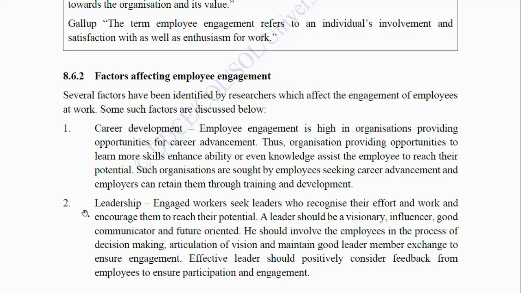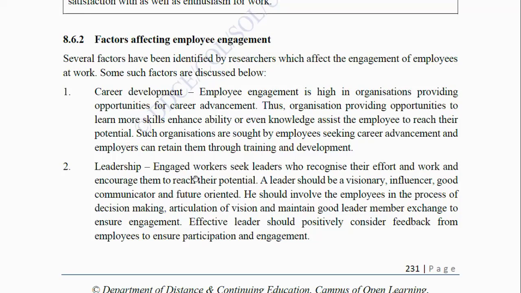Number two, leadership. Engaged workers seek leaders who recognize their effort and work and encourage them to reach their potential. A leader should be a visionary, influencer, good communicator, and future oriented. He should involve the employees in the process of decision making, articulation of vision, and maintain good leader member exchange to ensure engagement. An effective leader should positively consider feedback from employees to ensure participation and engagement.